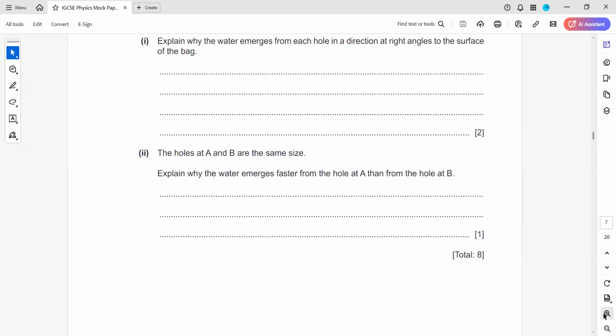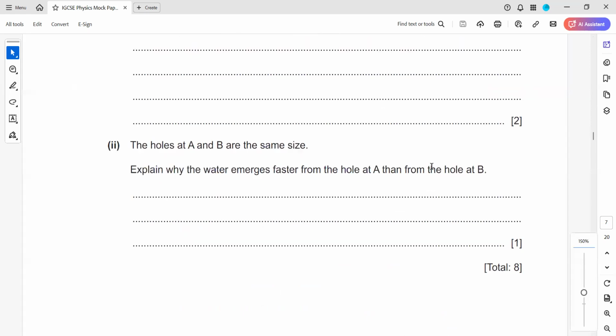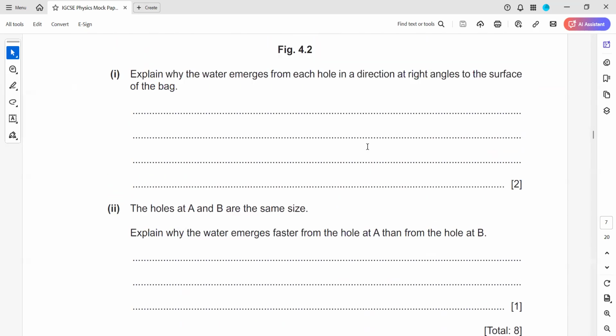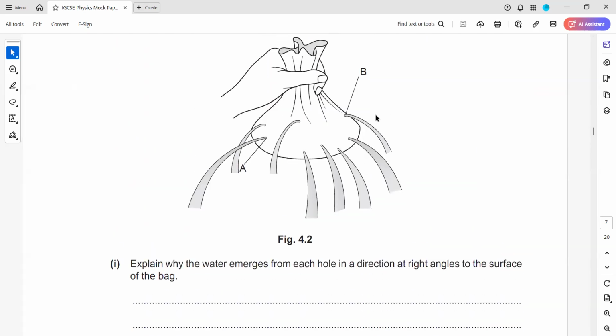The next is: the holes at A and B are the same size. Why does the water emerge faster from hole A than B? As you can see, this is hole A, this is hole B. The water is coming out faster from hole A as compared to hole B. Hole B is coming out slower. What could be the reason? As you can see, the pressure depends on the depth. The pressure exerted by the liquid depends on depth.